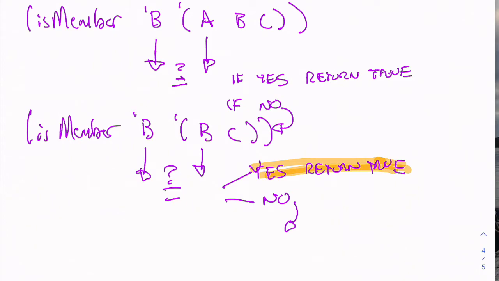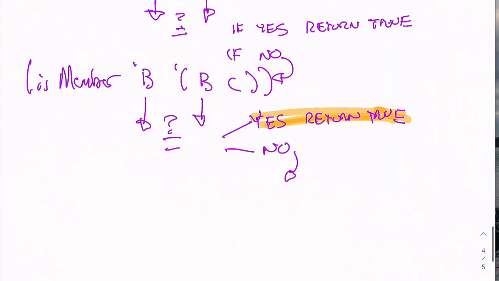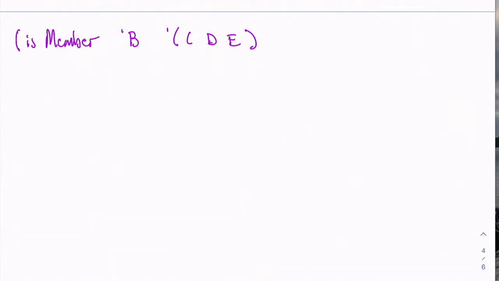Let's look at one that's a little bit more lengthy. All right. So isMember B, and we're going to check a list that has C, D, and E in it. So this time B is not present. Okay. So first we're going to check these two, and the answer is no, they're not equal.